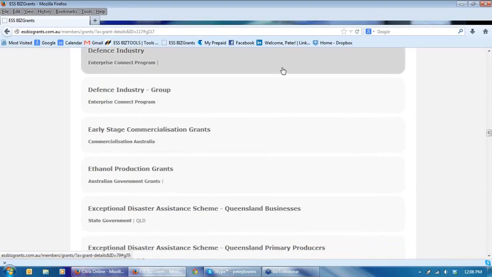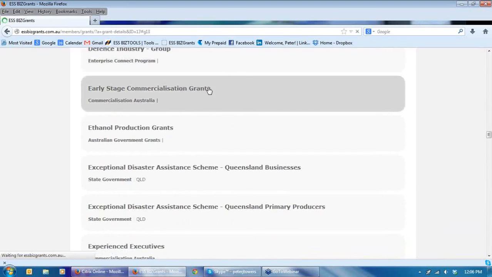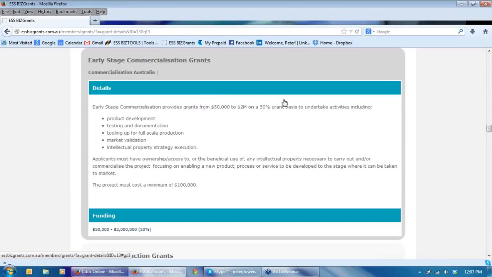If you want to look at early stage commercialisation grant, which is the big grant from Commercialisation Australia, it can be up to $2 million on a 50% basis. There's a brief synopsis as to what the key items of that grant are all about. To apply for that grant, the company must have developed a new product, process or service and be looking for assistance to bring that product to market.